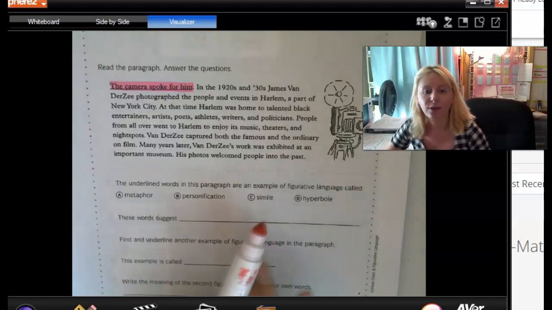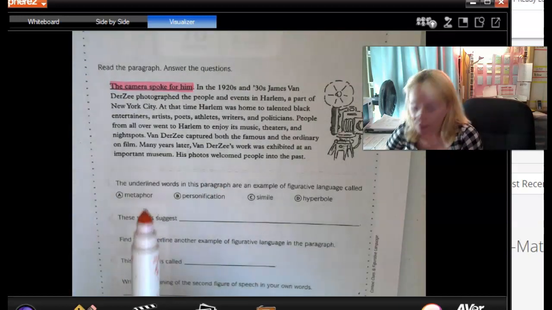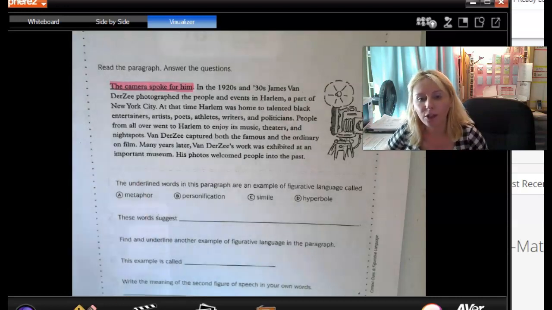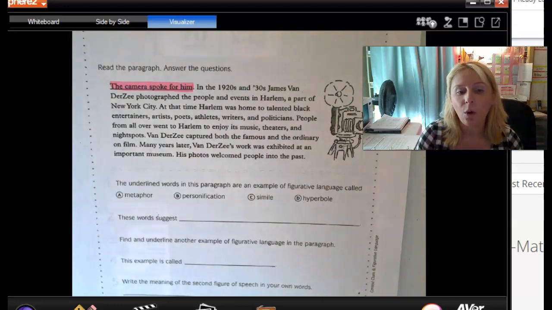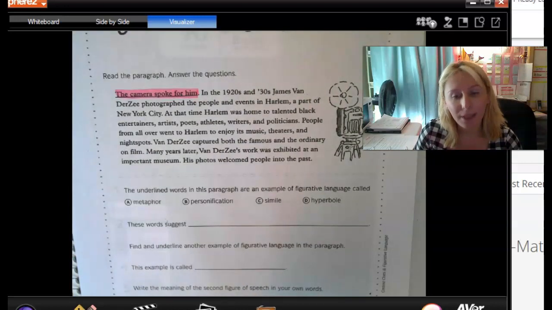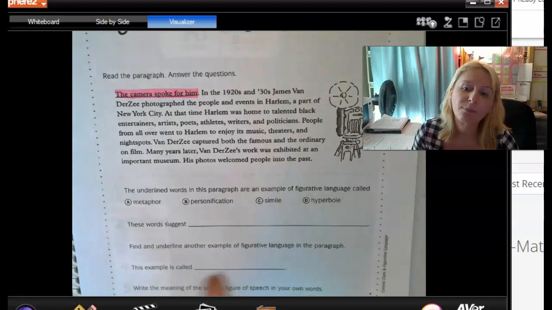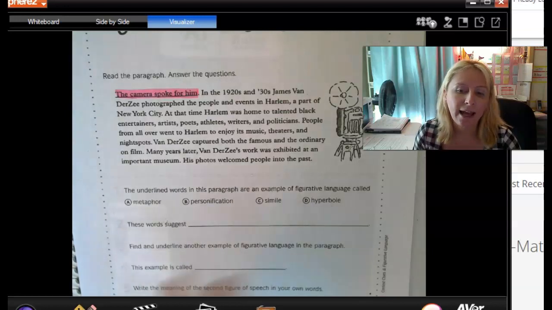All right, so the camera spoke for him. The camera spoke. Is that a metaphor, where you're comparing two unlike things without using like or as? Is it personification, when you're giving human traits to something that's not human? Simile, when you're comparing two unlike things using like or as? Or hyperbole, a really big exaggeration? All right, number 2. What does the author mean by the camera spoke for him? Him being James Van Der Zee. So what does that mean?